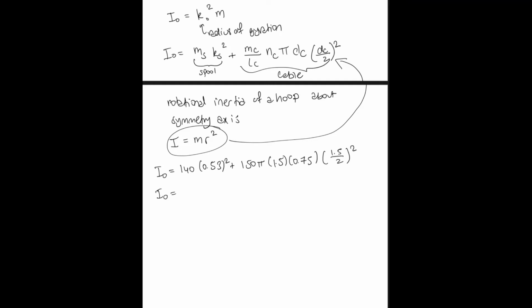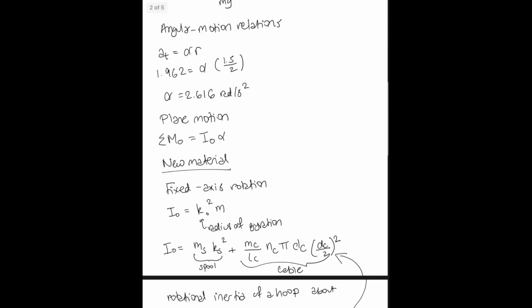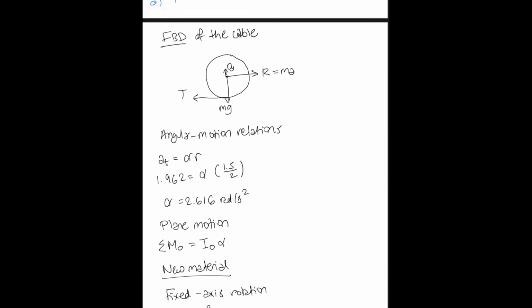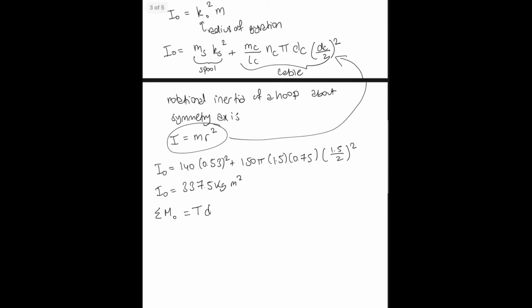To get the rotational inertia about center O to be equal to 337.5 kilograms meters squared. Now, we want to find the sum of moments about O, which is equal to force times distance, or in this case, for us, it's T multiplied by D, or D over 2.